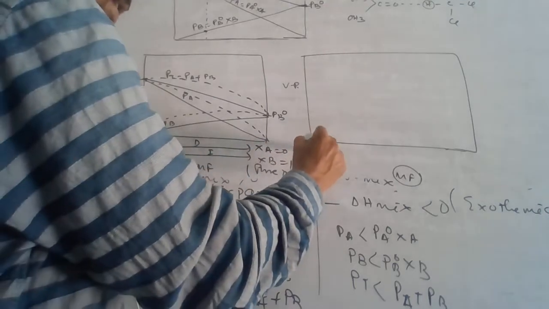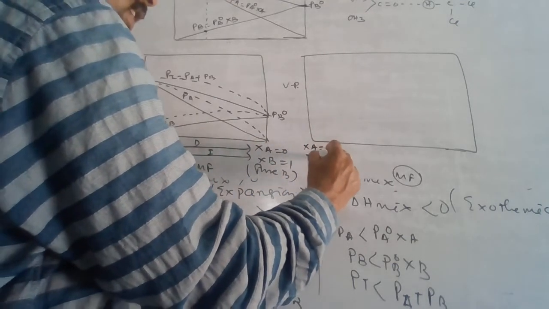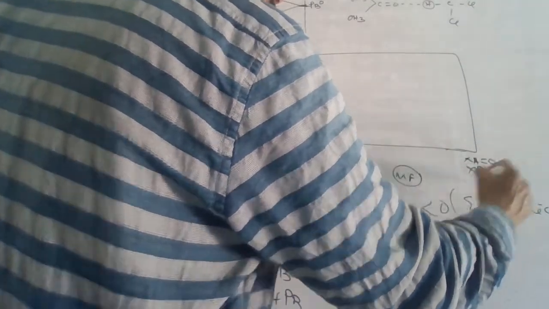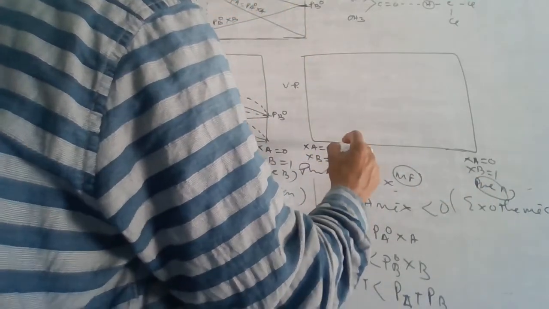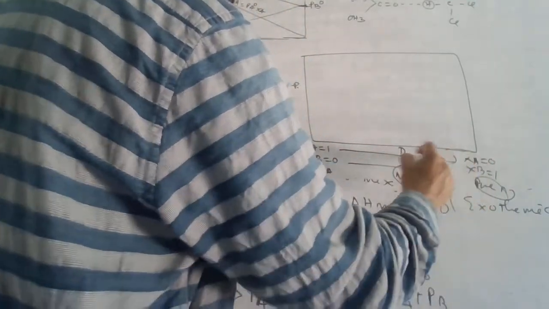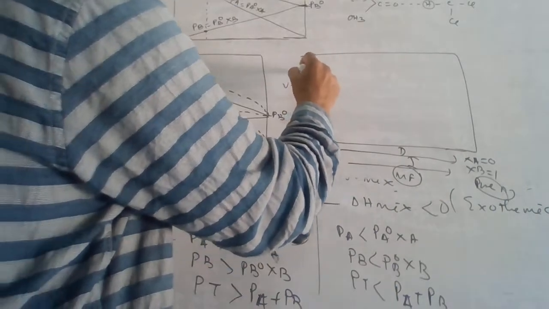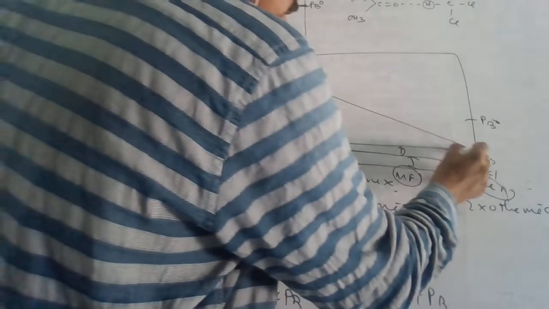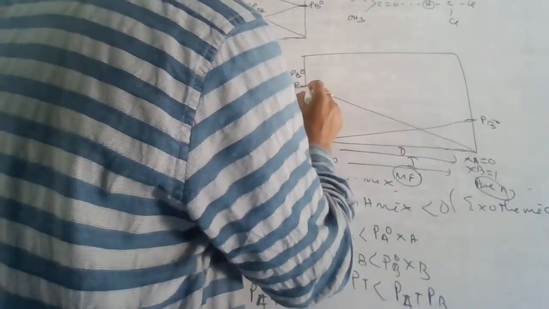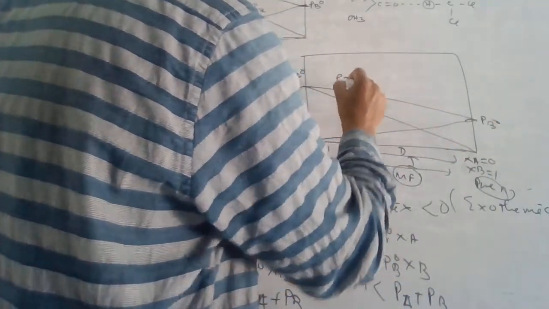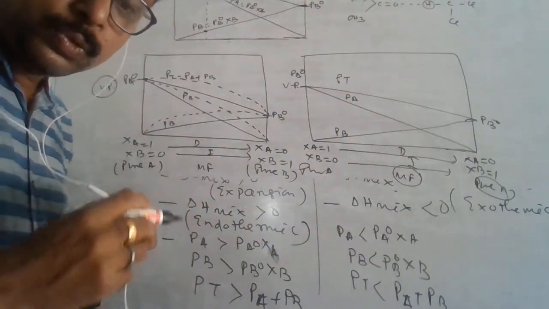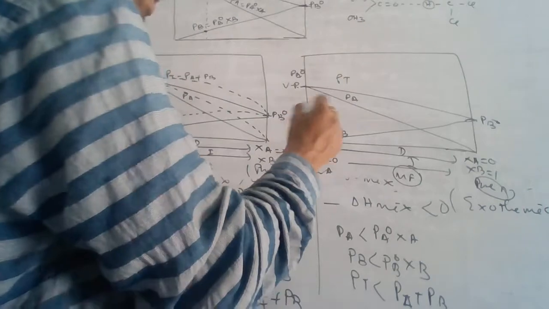And here also you can understand XA is equal to 1, XB is equal to 0, and XA is equal to 0, XB is equal to 1. That is the pure B and this is the pure A. So this decreases and this increases. It is the PA0 and it is the PB0. The graph will decrease gradually, it will increase, and this is the total. This is the PT, this is the PA and this is the PB. So what will happen?